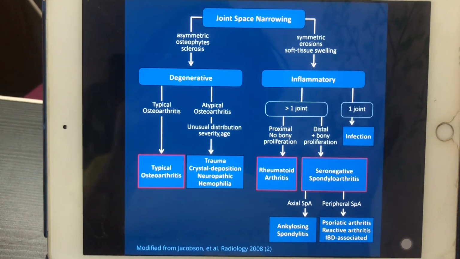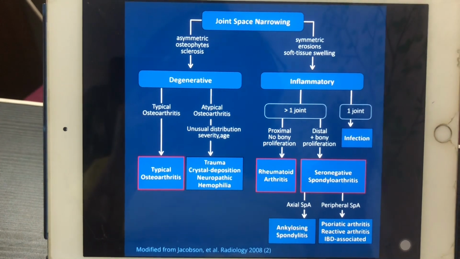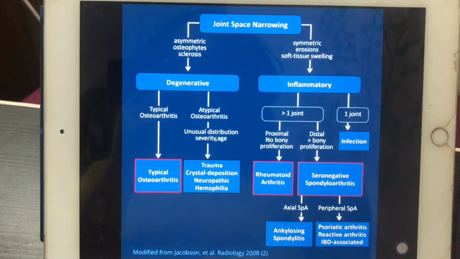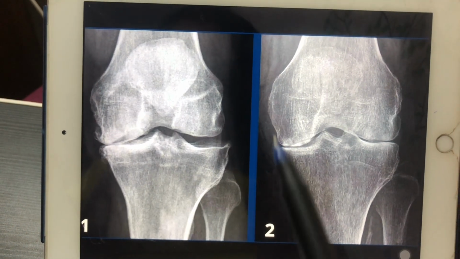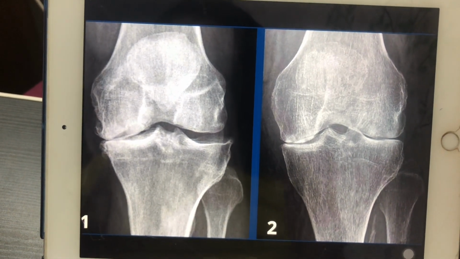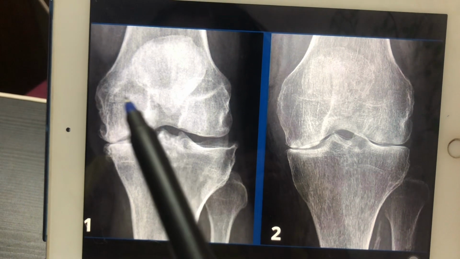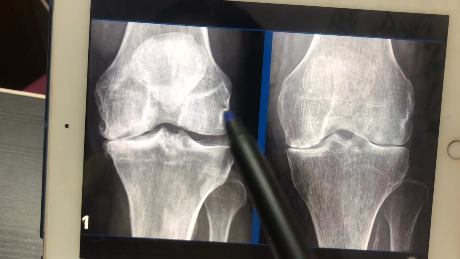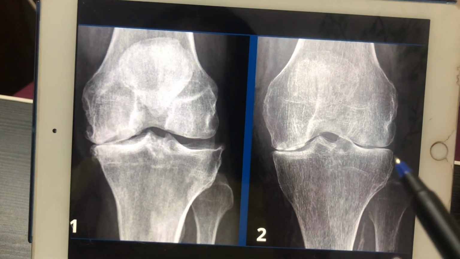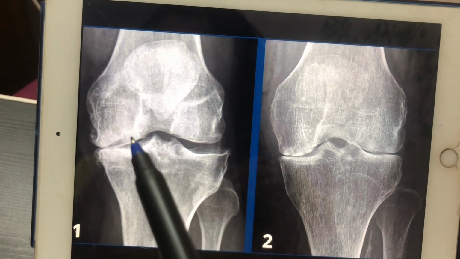So joint space narrowing can be broadly divided into asymmetric and symmetric joint space narrowing. So what does this actually mean? So let's see two knee radiographs, frontal projections. Here you can see this is the medial compartment of the knee joint. This is the lateral compartment of the knee joint. Medial compartment, lateral compartment. So what is happening in this radiograph?